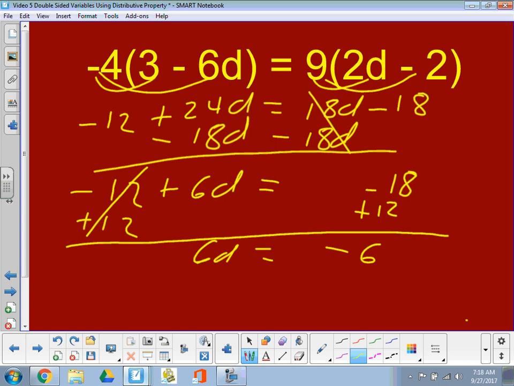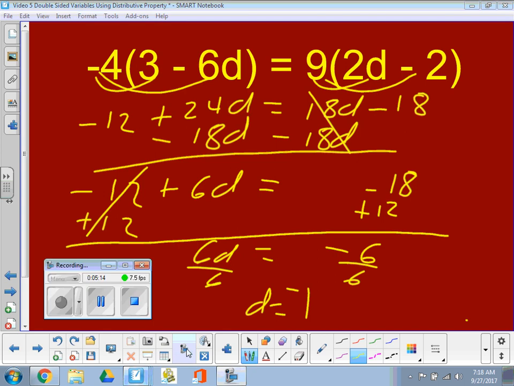Opposite of multiply by 6, divide by 6, divide by 6. d is equal to 6 divided by 6 is 1, and a negative divided by a positive is a negative 1. If you go back and substitute in, you'll see that the equation does equal itself.